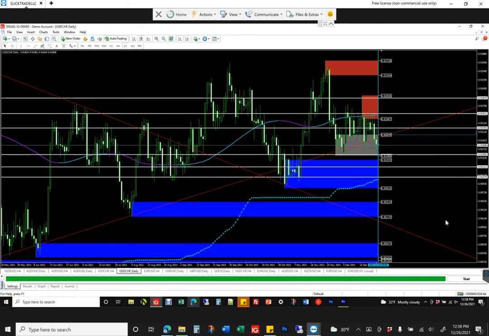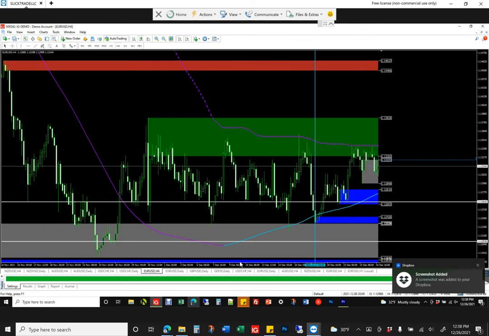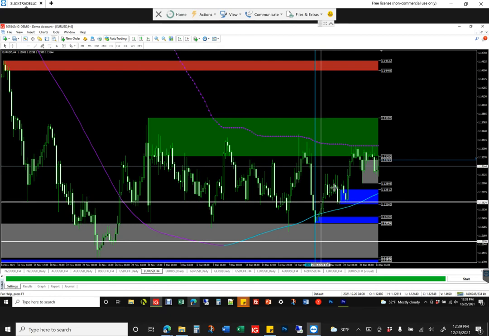Lock those in place. I'm going to grab a screenshot. Euro dollar on the 4 hour. Real nice, clear, beautiful setup. Last week here, it broke to the upside and had about a 78 pip move to the upside for the upcoming week.